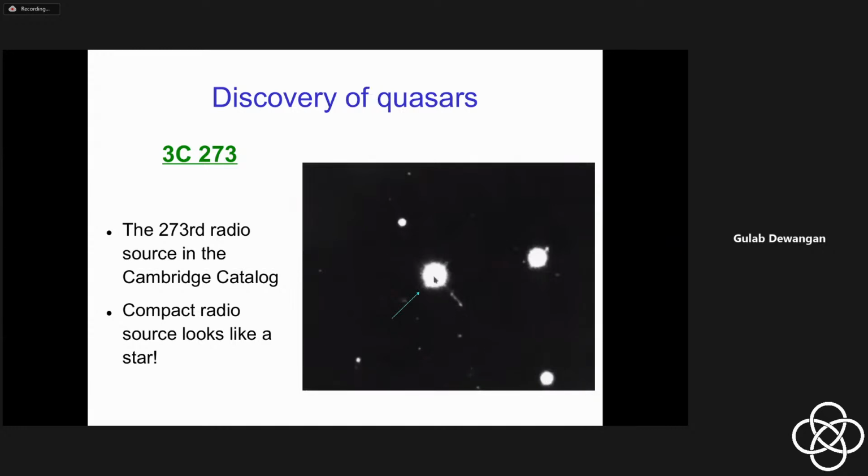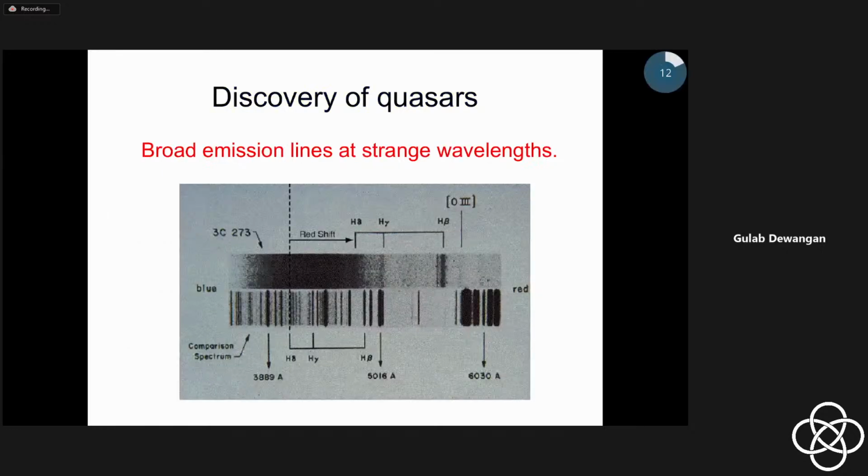So this optical source identified with the strong radio emission also looked like a star. Of course, there is some structure here, but people didn't bother too much in the beginning; they just saw a star-like object. And when they took the optical spectrum of this star-like object, what did they find? They actually found emission lines due to H beta, H delta, H alpha, etc. But they found the emission lines and were not able to identify them.